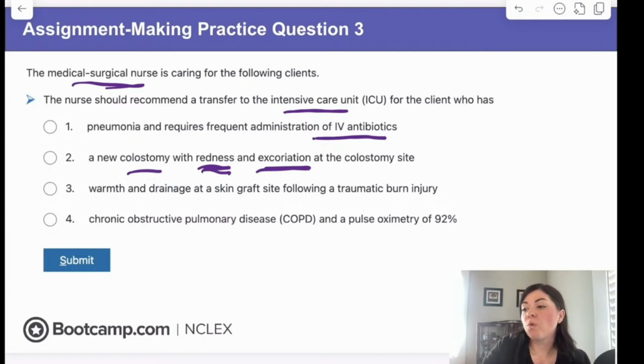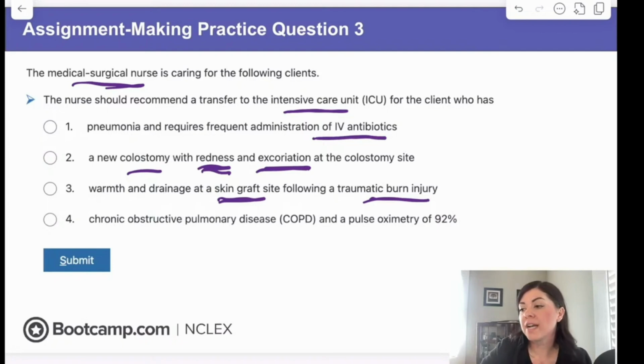Then option 3, warmth and drainage at a skin graft site following a burn injury. Okay, so remember, we send people to ICU if they're hemodynamically unstable or if they require specialized care. So clients with a skin graft typically require specialized care because it's a very high-risk procedure. There is a high likelihood of rejection, and typically they need specialized burn care. So I agree with all you guys that so far 3 is looking like the best option, but let's check out 4.